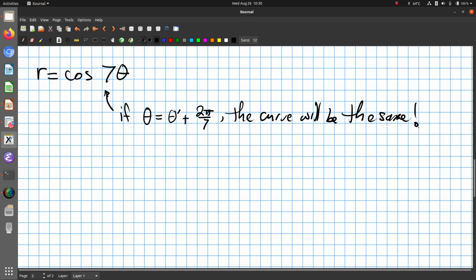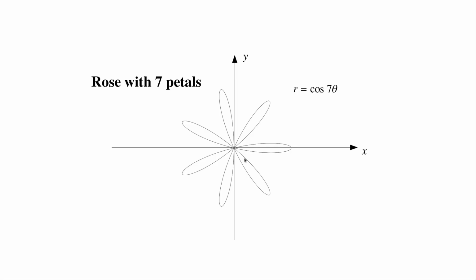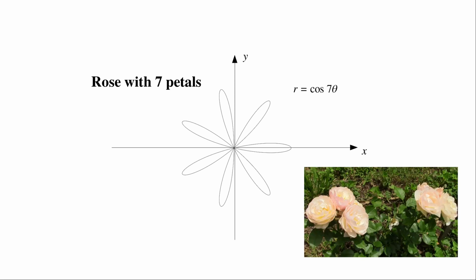Because what will end up happening is everything will be rotated by 2 pi over 7, and the argument to the cosine will get an additional 2 pi added in, and cosine is periodic with period 2 pi. So this is something that's got a 7-fold symmetry. And indeed, what you end up with is something called a rose, and it's got 7 petals, it's got 7-fold symmetry, so if you rotate this 2 pi over 7 radians, you'll get the same plot. It's called a rose because, well, it kind of looks a bit like a rose.